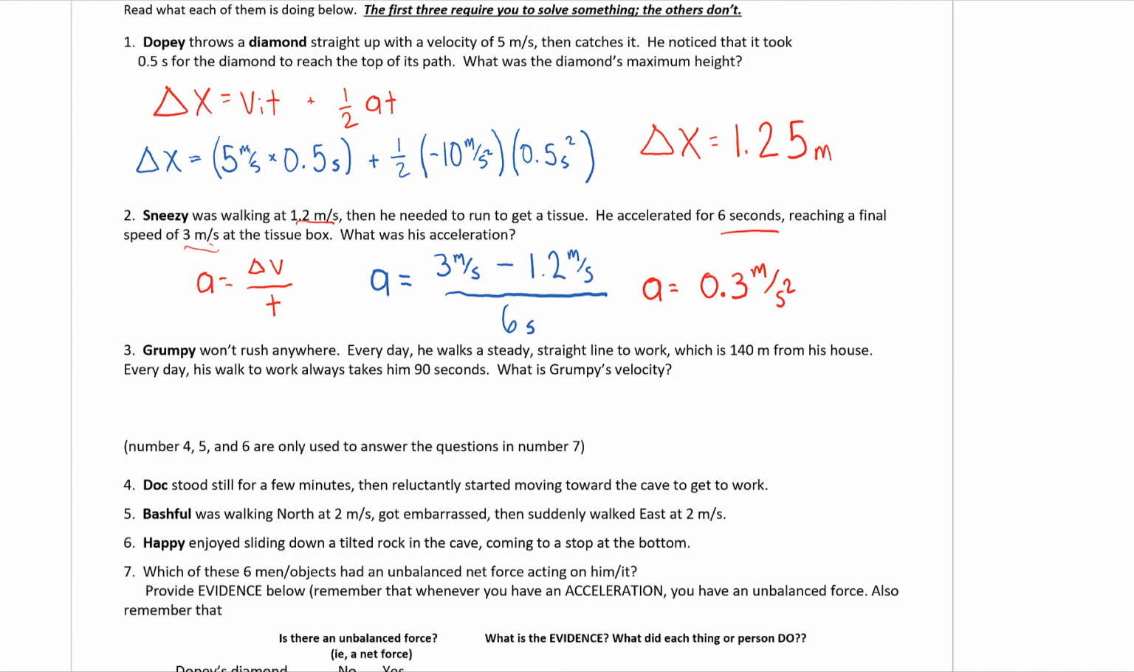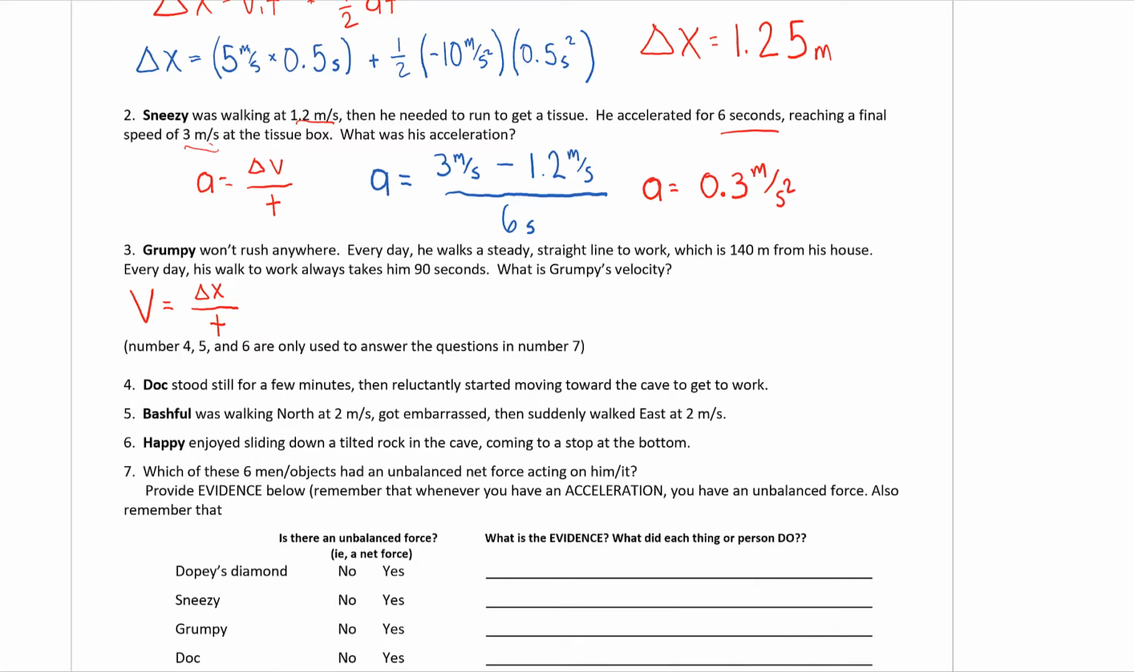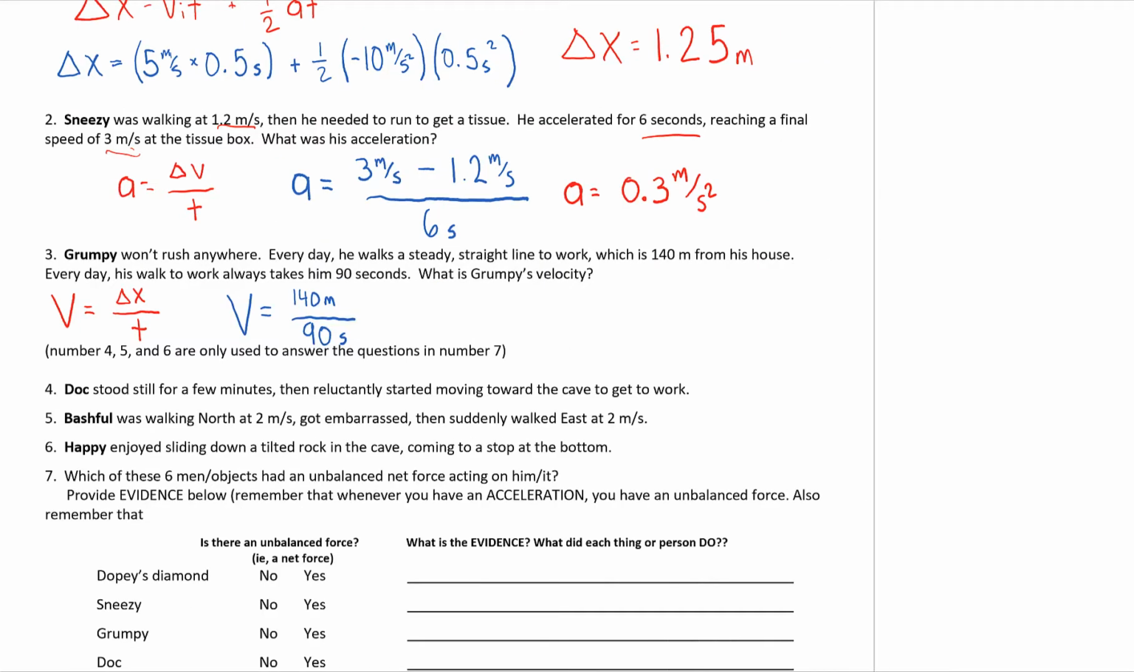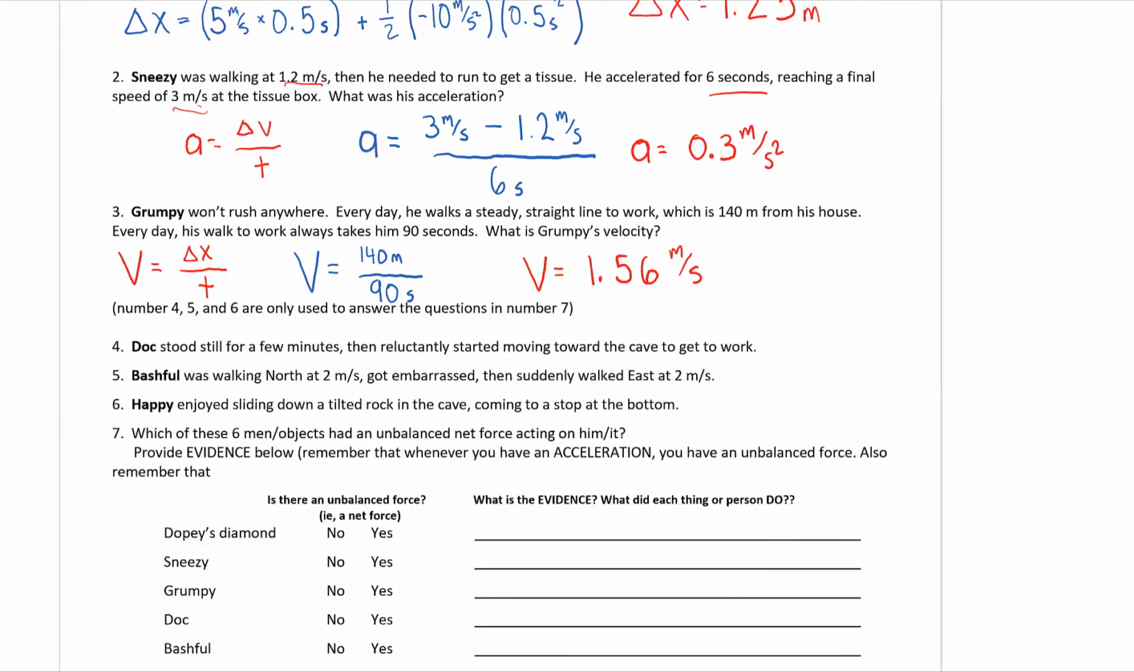This relies on you knowing what the definition of velocity is. It's really similar to the acceleration definition. Velocity is the change in position over time. And in this particular case, you don't even need to subtract anything because it tells you how far he goes. He goes 140 meters, so this is his change in position, and the time is going to be 90 seconds. So to get the velocity, you simply plug in the numbers, and you get 140 over 90. So 140 over 90 gives you 1.56 meters per second. So number 4, 5, and 6 are only useful for answering number 7, so let's jump down there.